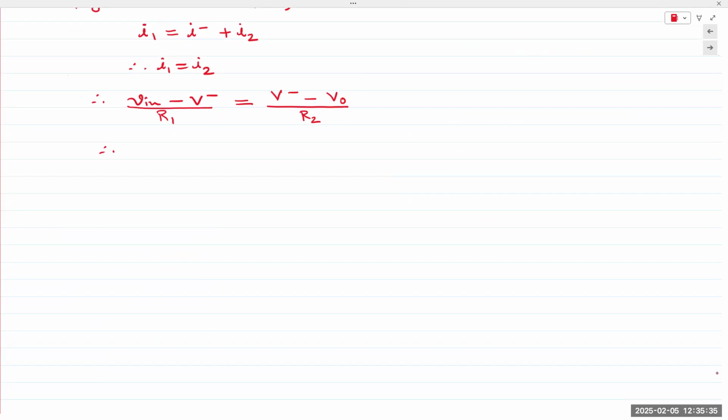If I rearrange the terms to obtain an expression for V out over V in, this is what I would obtain. V out over V in is minus R2 over R1, because V minus is equal to 0. If V minus is equal to 0 and you rearrange the terms, you obtain V out over V in is minus R2 over R1. V out over V in is the ratio of the output voltage to the input voltage. That means it's the voltage gain expression.